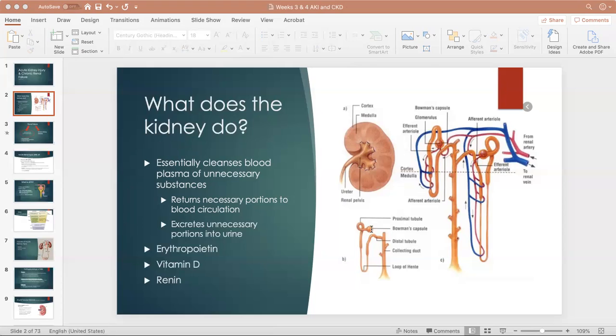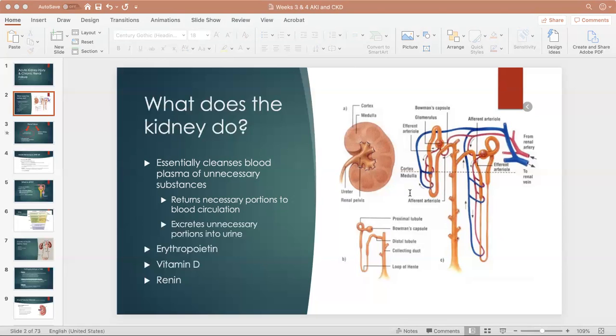So it filters blood at a rate of 125 milliliters per minute. Okay, so that's the rate it's supposed to go at, and that is your glomerular filtration rate, which is your GFR, and we'll talk about that a little bit in another video as well. Okay, so it's pulled out in the glomerulus. Now it's pulled out. It's called filtrate.